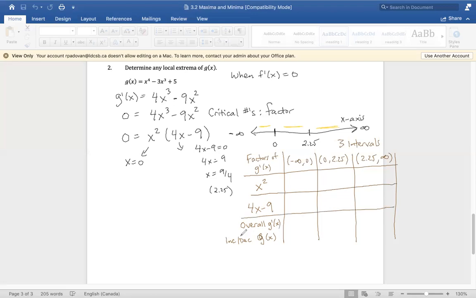Okay, let's take a look. I don't mind doing the charts. I don't know about you guys, but I find them not too bad to do.